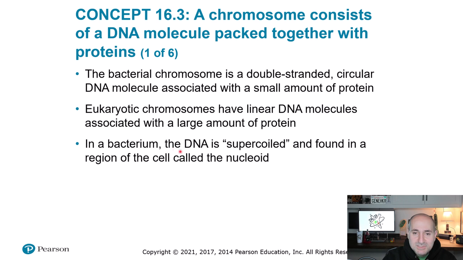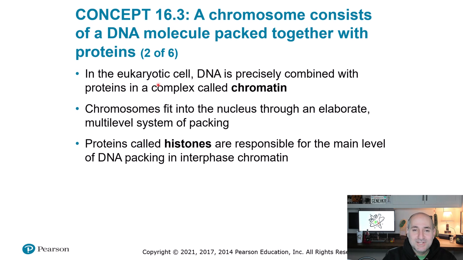Remember, these are called histone proteins. In bacterium, the DNA is somewhat supercoiled and found in a region called the nucleoid. Whereas in eukaryotes, remember, the DNA is linear and it's found in the nucleus. Again, in eukaryotic cells, DNA is precisely combined with proteins in a complex called chromatin. Remember, DNA plus histone proteins. Proteins called histones are responsible for the main level of DNA packing in interphase chromatin.